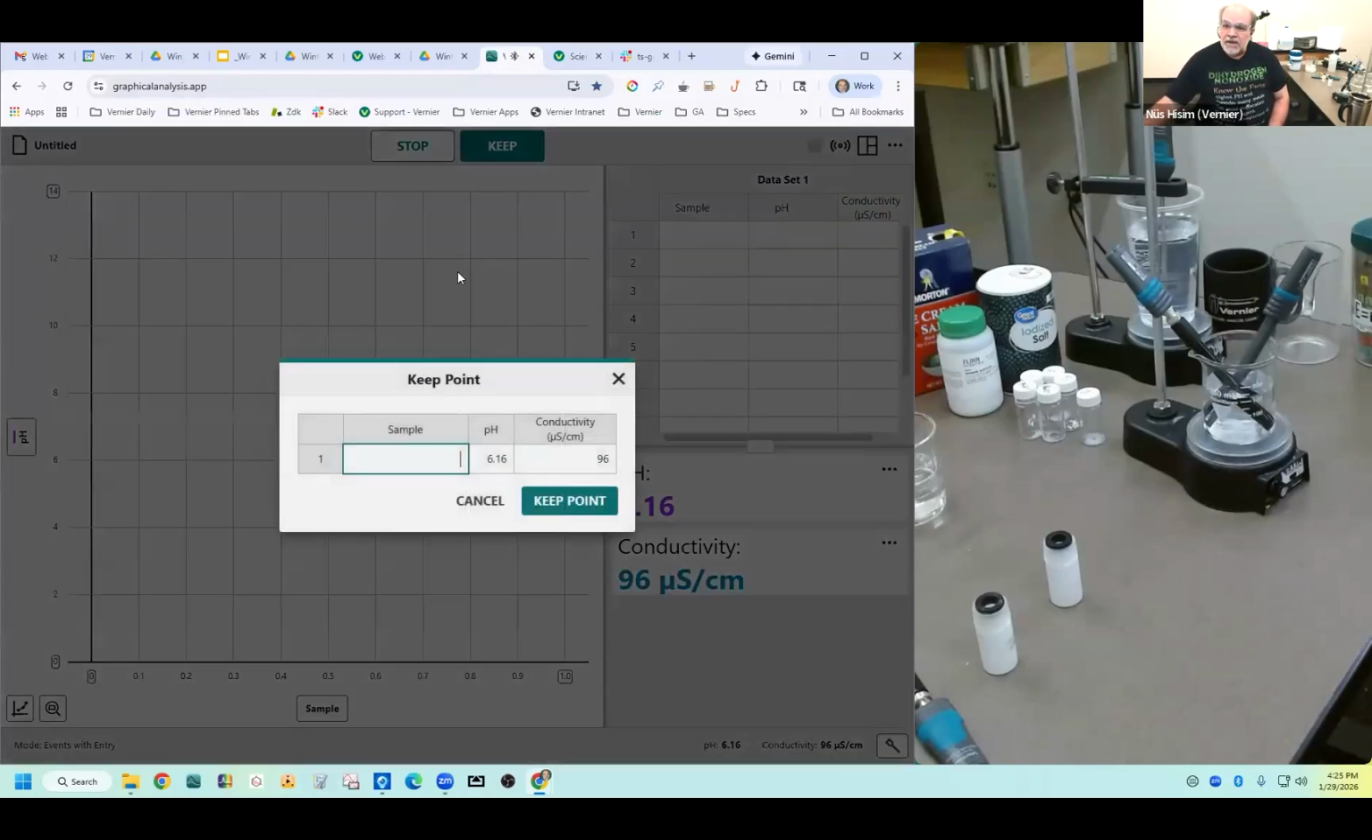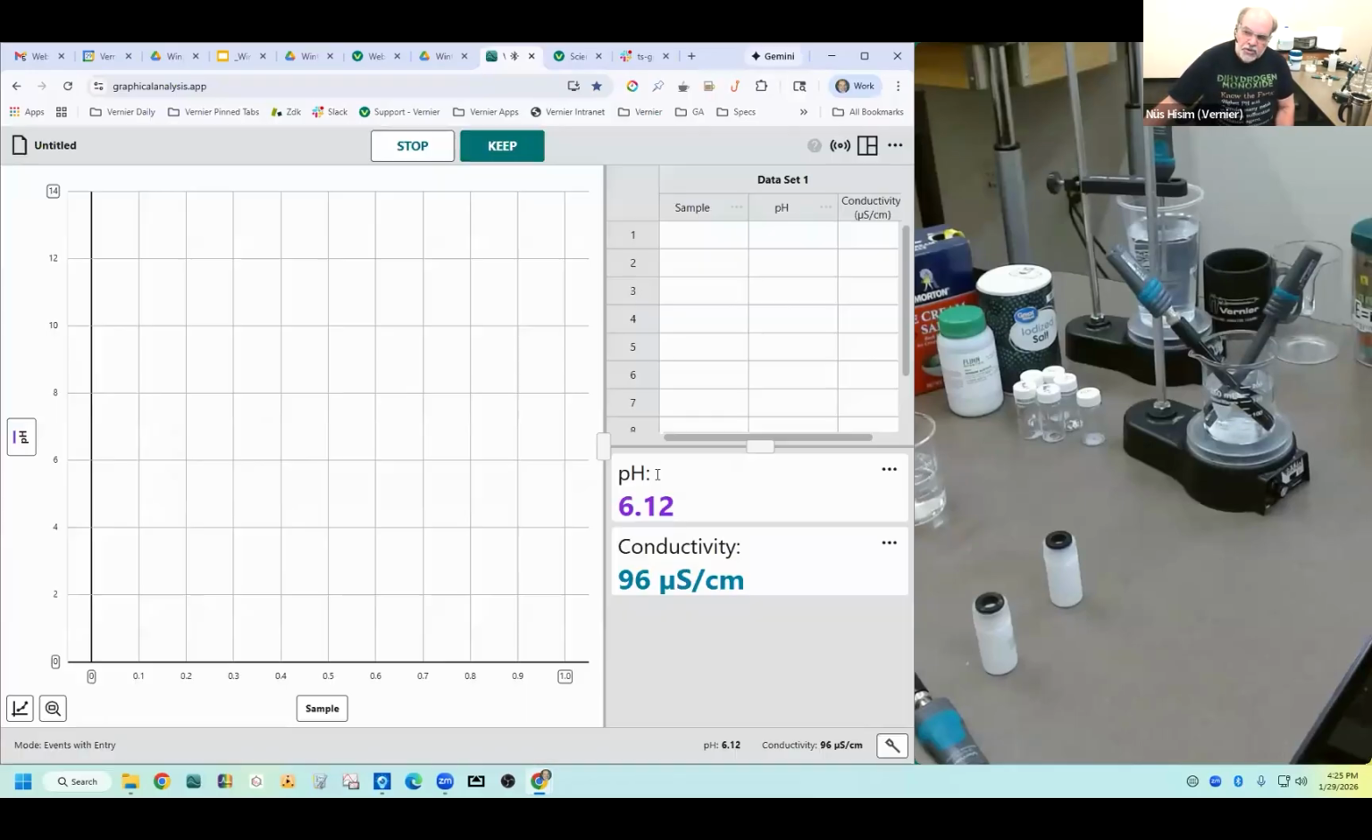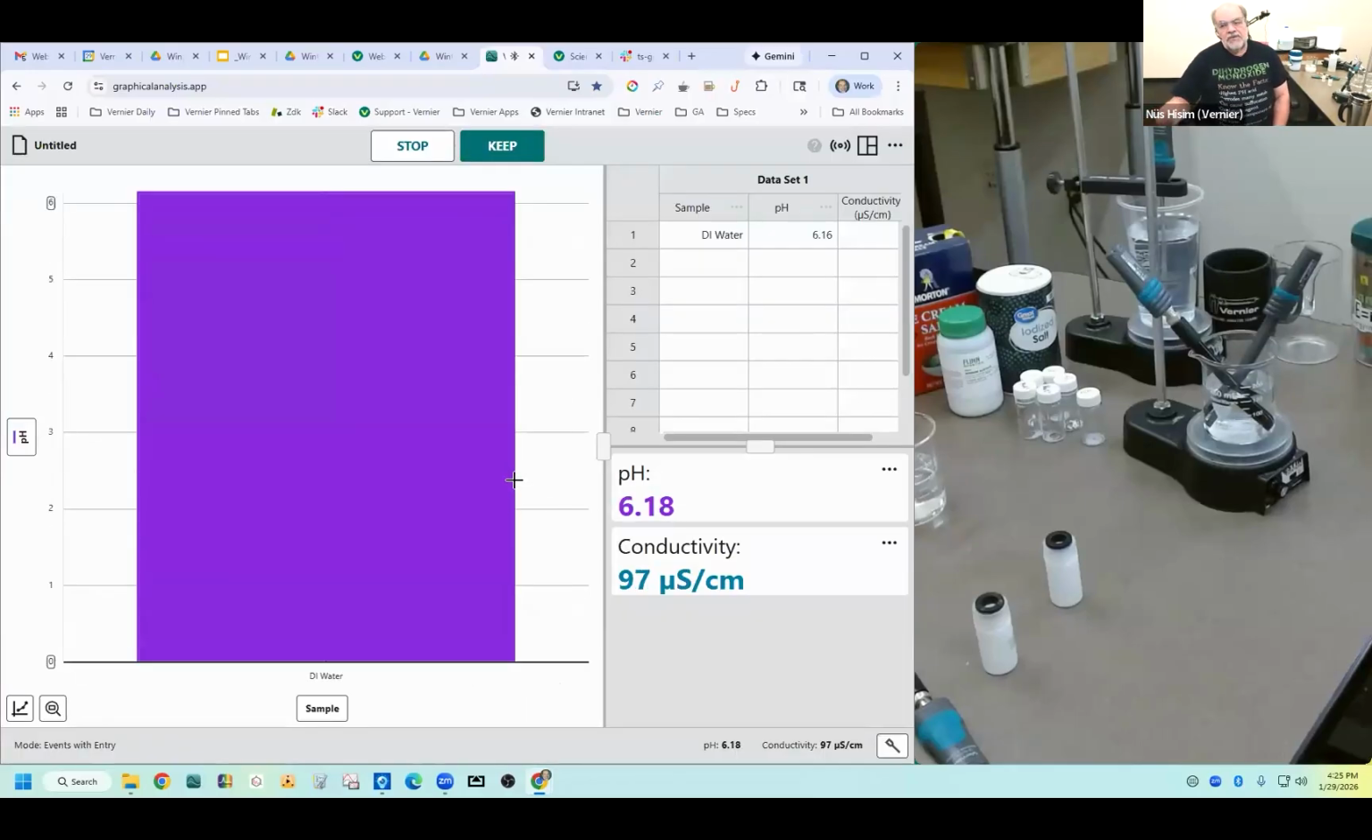Then I hit keep, and it says, what is the sample? I say DI water, although ours is distilled, not deionized. It comes up and says, hey, this is not a number. Are you sure you want me to do this? With the Pro, you're able to do that. If you use the free version of Graphical, the only option is numbers, so you would have to keep track of your numbers.